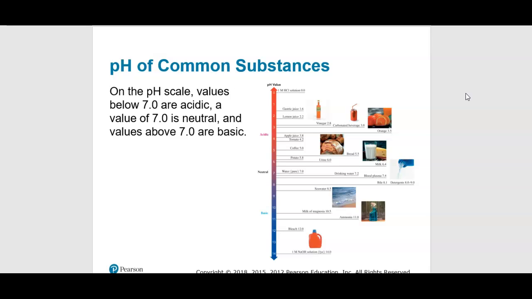Ammonia, I'm assuming that's an ammonia solution, because ammonia is actually a gas. So this would be household ammonia or something like that. What they have there looks like Windex. It's ammonia D, they call it. Bleach is pretty high, 12.0, and then 1 molar sodium hydroxide is 14. So that's the scale from 0 to 14.